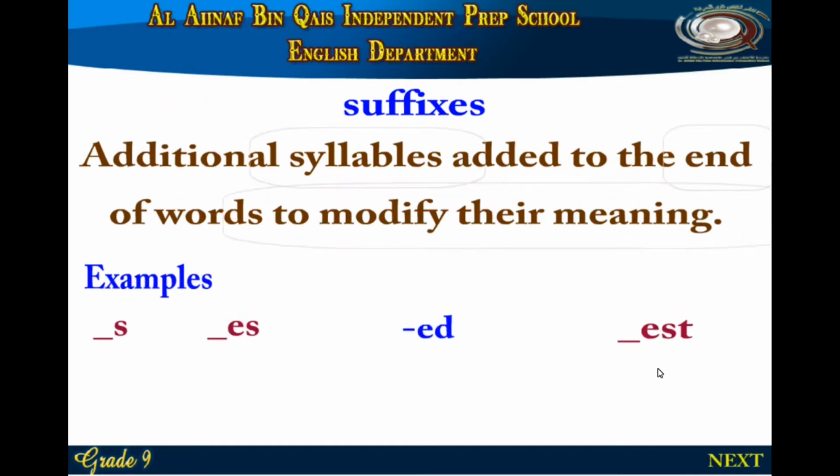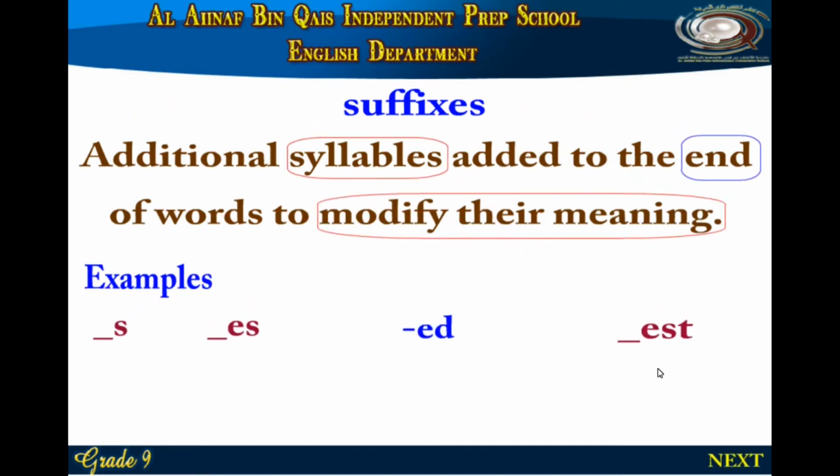Here are examples. These examples, in fact, are from previous years. Do you remember when we add s and es? Yes. For two reasons. With verbs, we make singular, and with nouns, we make plural. Ed. Who can tell me? Yes, thank you very much. We add ed for verbs only to make past.